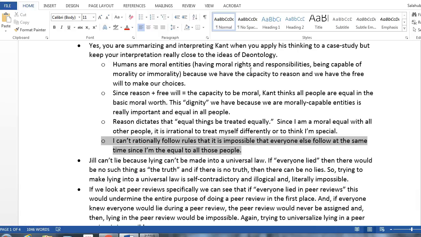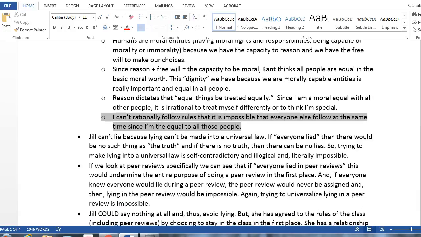So, reason dictates that equal things be treated equally. When two things are equal, you can't treat one of them different than the other one without being illogical. So since each of us has equal moral worth, it is irrational to treat myself differently than I would treat you, right? I have to treat us both equally, not based on my desires, but just based on what reason tells us. So, what is the first formulation of the categorical imperative? It follows directly from this line of thinking.